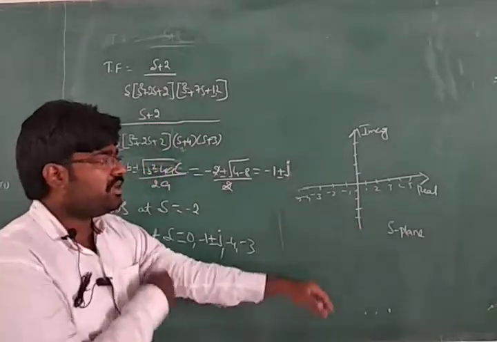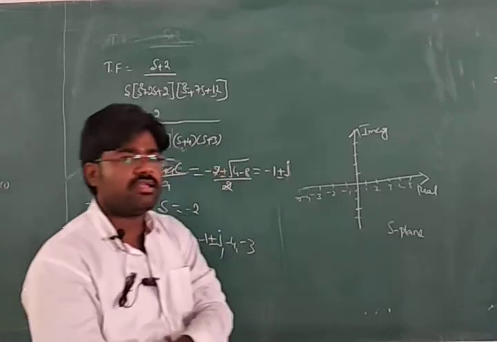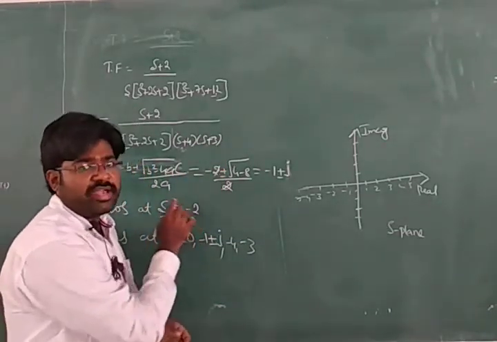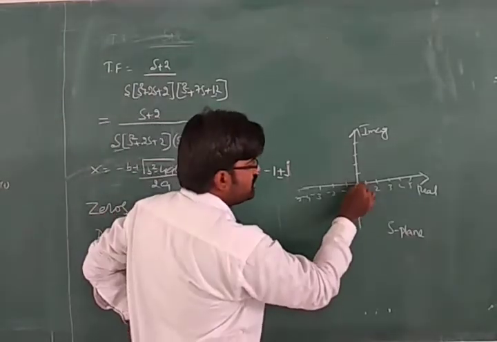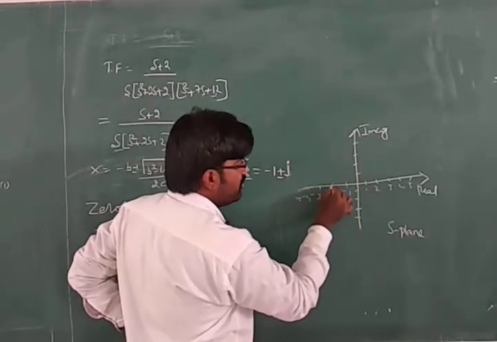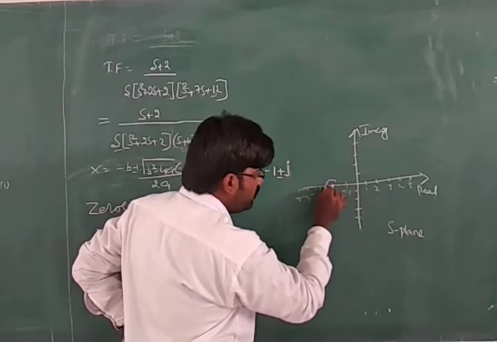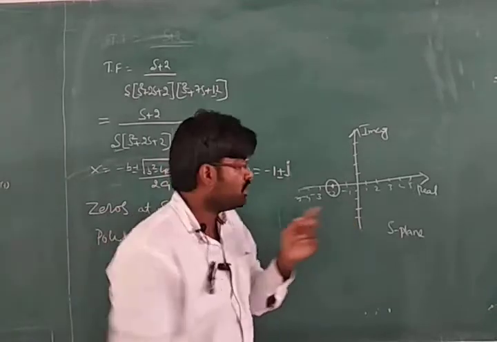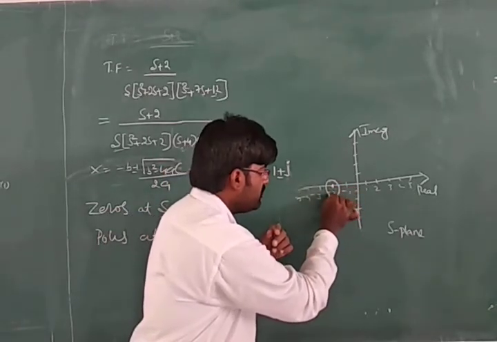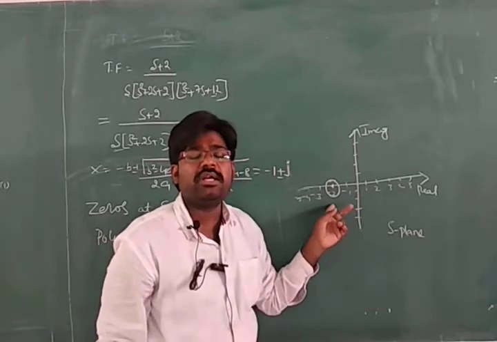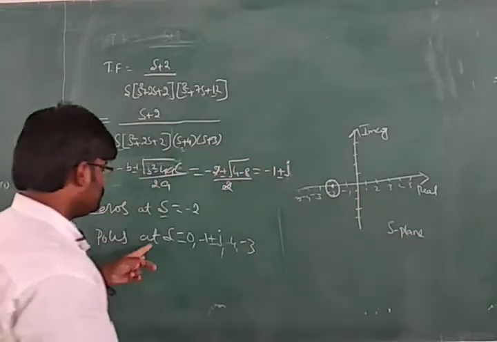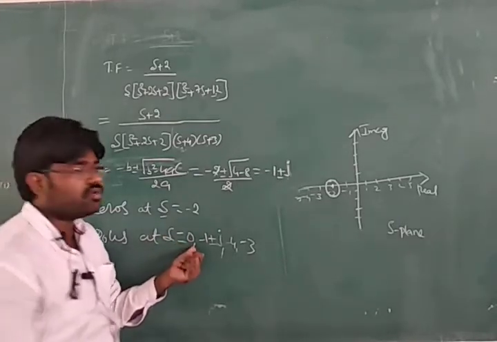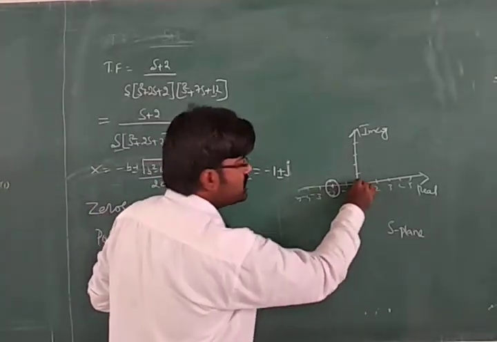To draw the s plane, first you draw the s plane axes, real and imaginary. Then how many zeros are there? S is equal to minus 2. At s is equal to minus 2, we have 1 zero. Minus 2 means this side, mark here and represent it with a circle. Circle represents the zeros. Now represent the poles. Mark the poles on the s plane. At s equal to 0 you have 1 pole.